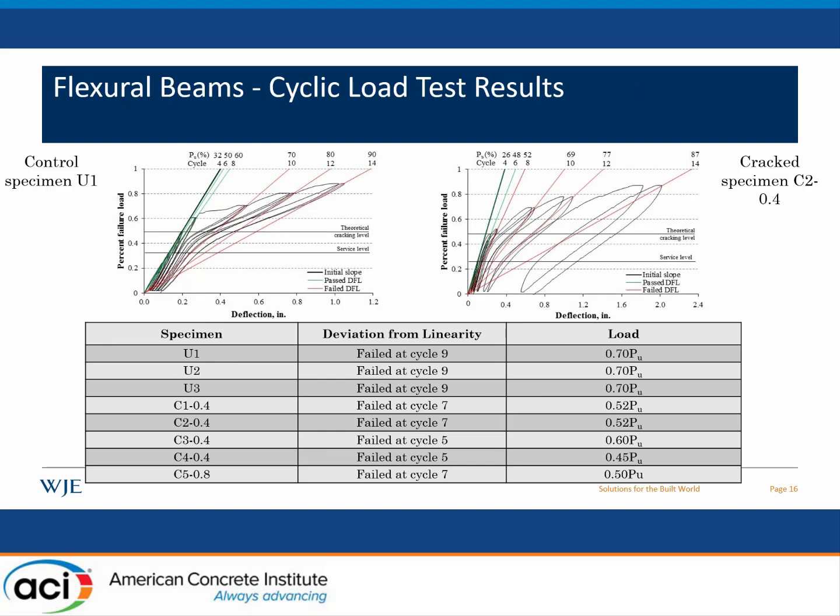On the other hand, for the cyclic load test, which is a little bit more restrictive than the monotonic load test, usually we fail deviation from linearity, which is basically a loss of stiffness more than 25% of the initial stiffness of the member you're testing, at a lower load than what we tested the monotonic load test at. So in these beams, we usually did the monotonic load test at about 80% of the capacity, but the cyclic load test had already failed at between 50 and 70% of the capacity, as you can see here.